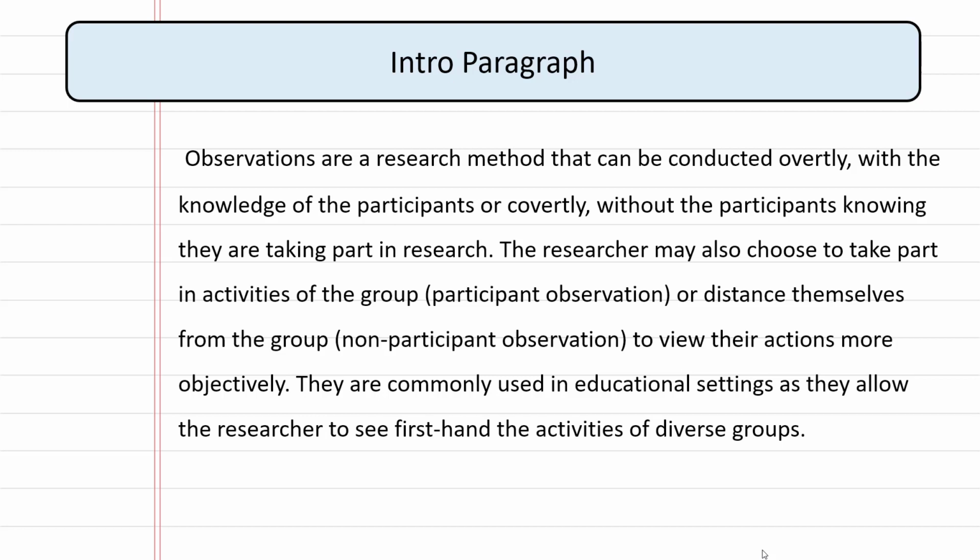The researcher may also choose to take part in the activities of the group, participant observation, or distance themselves from the group, non-participant observation, to view their actions more objectively. They are commonly used in educational settings as they allow the researcher to see firsthand the activities of diverse groups.